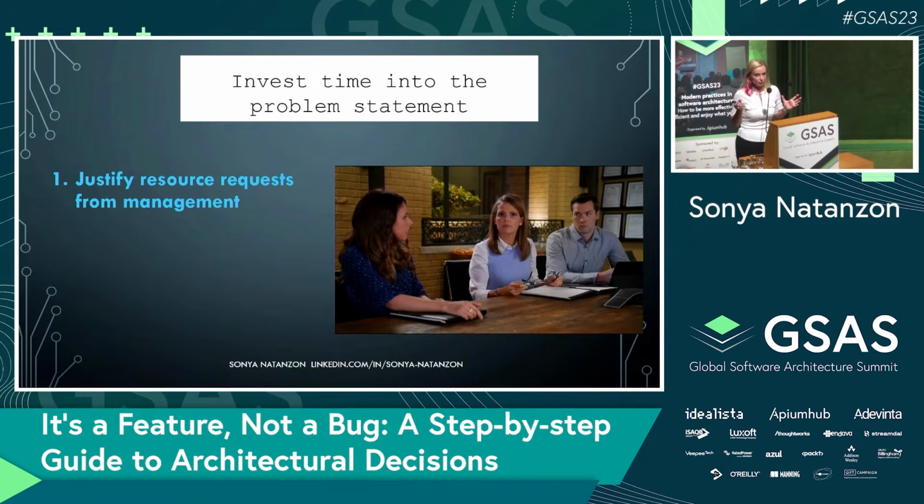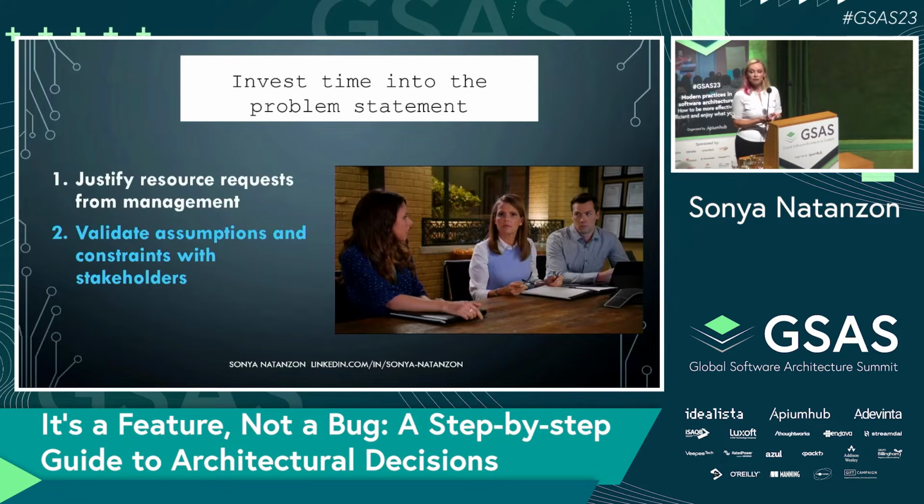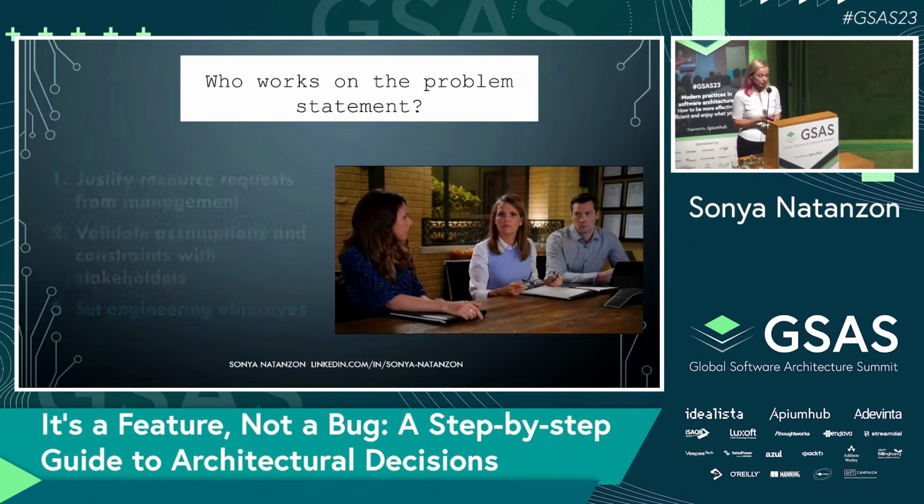One is to justify whatever it is that you're doing to everybody, especially management, and ask for resources, budget, engineering hours, timelines. Second, validate assumptions and constraints. We'll talk about that momentarily with your stakeholders. And last but not least, set engineering goals. Whenever engineers start to go off and play with technology, you need to put that problem statement back in front of them to make sure that this is what their solution is aiming for.